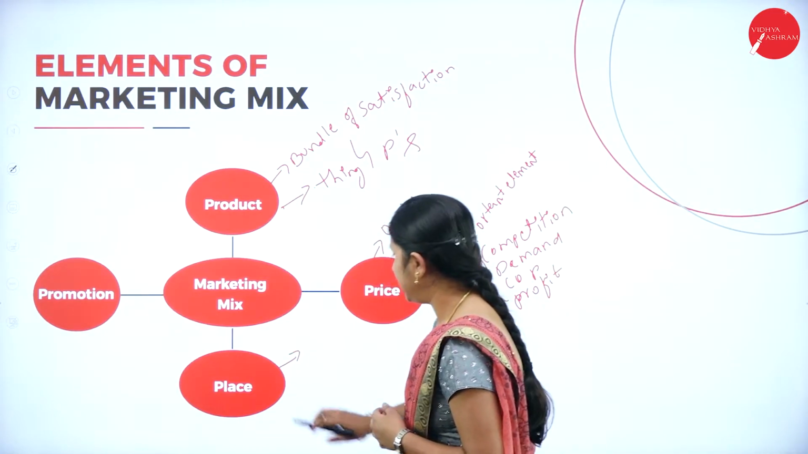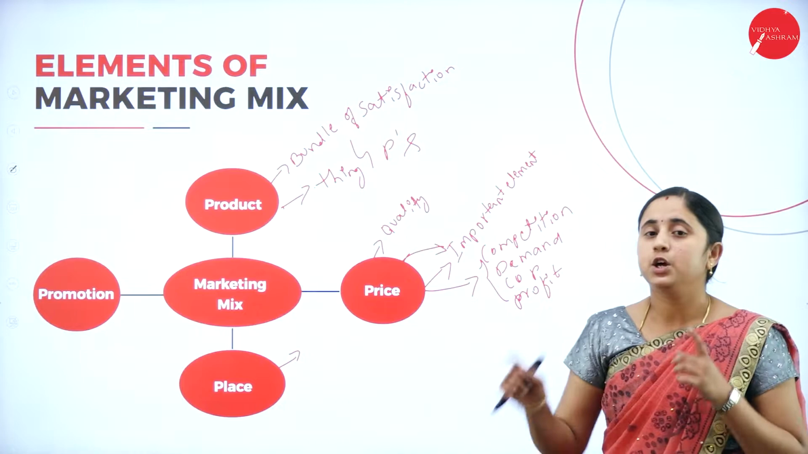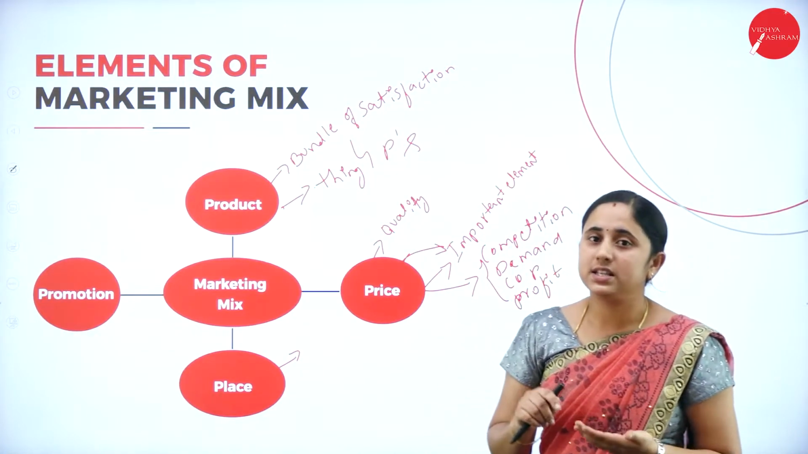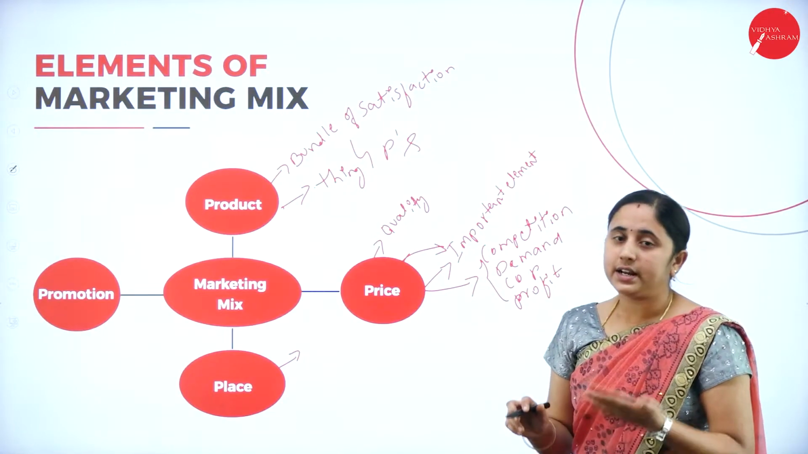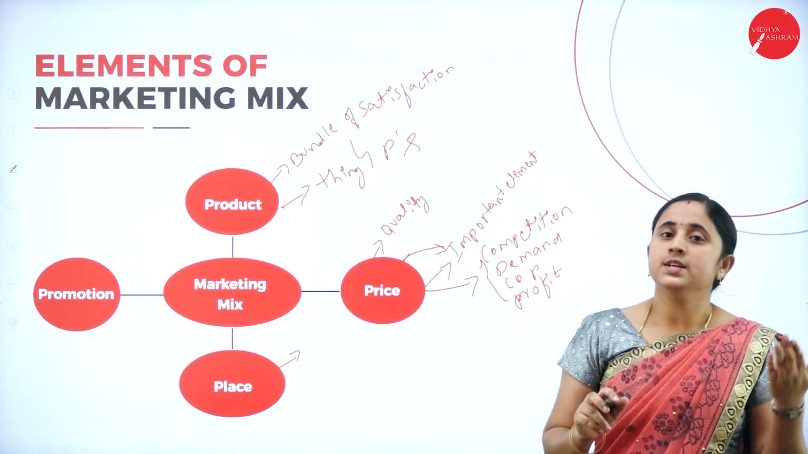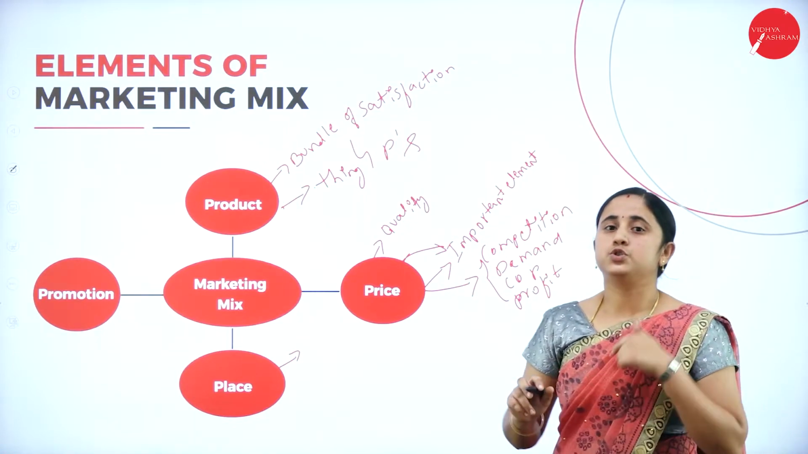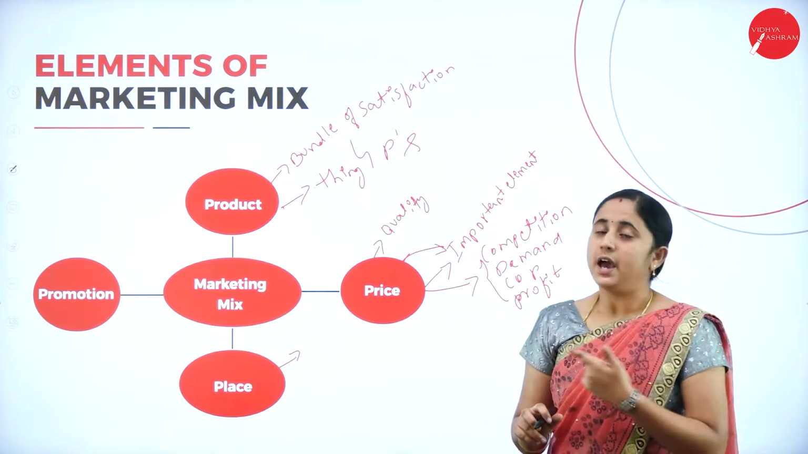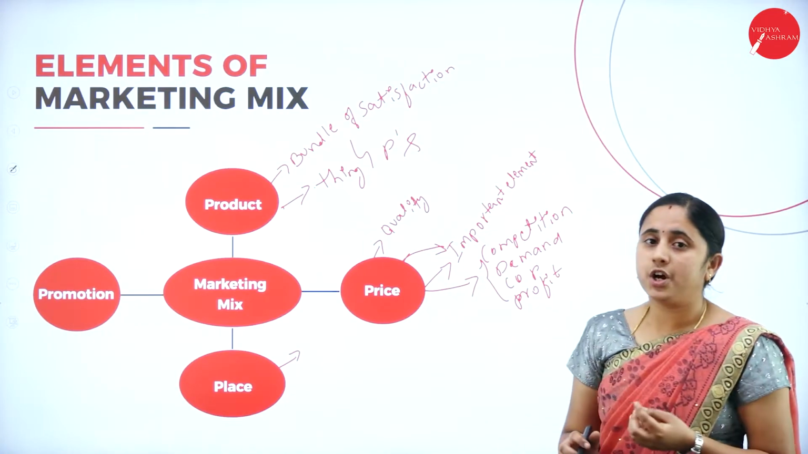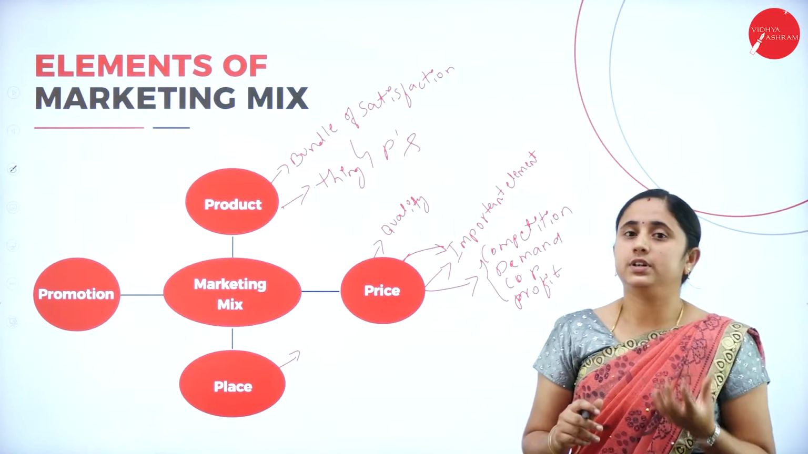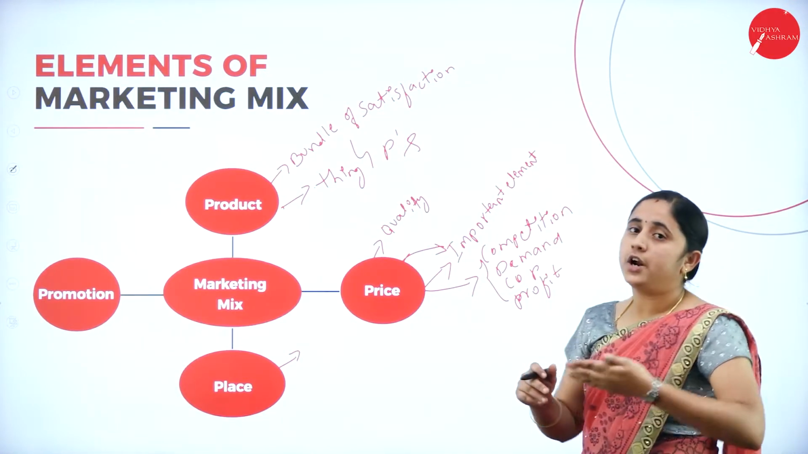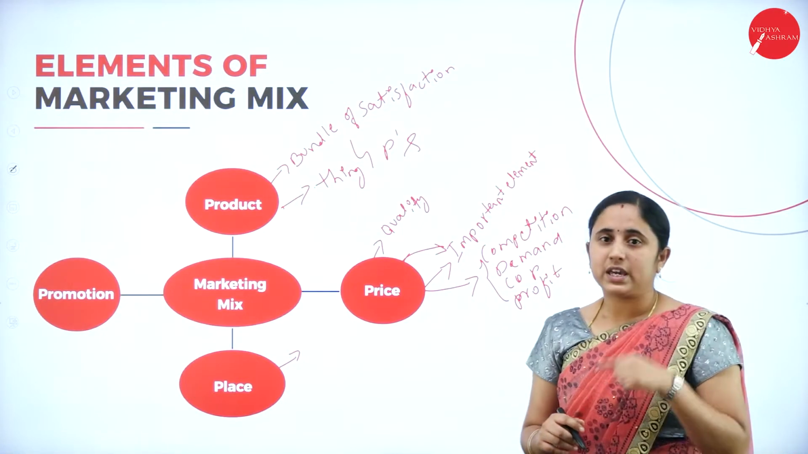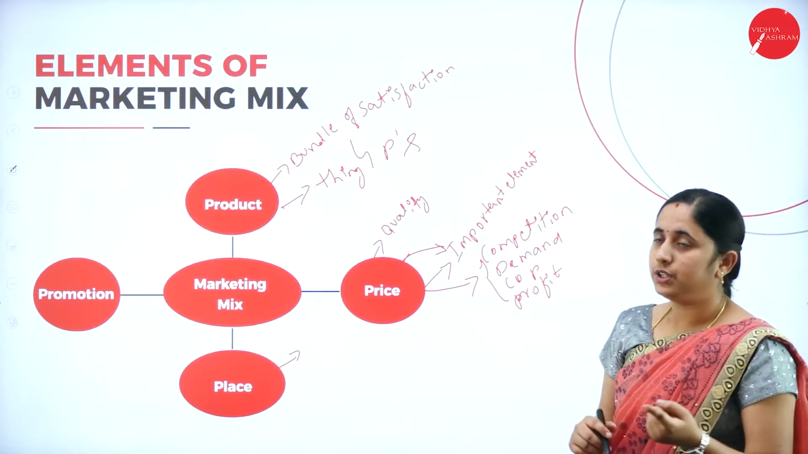Next is place. Place mix. Under place mix, you need to ensure that your product is available when it is necessary. So at the right time, at the right place, you need to supply your product for the customers. So it gains the confidence from the customers about your product. Make sure you have enough quantity or enough stock to supply to the market whenever it is needed. When the demand increases, you have the capability to supply the product to the market.